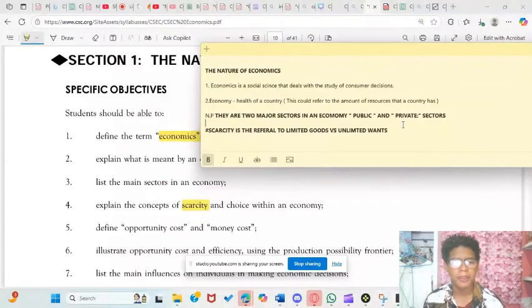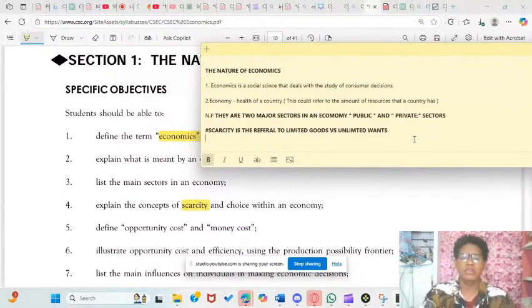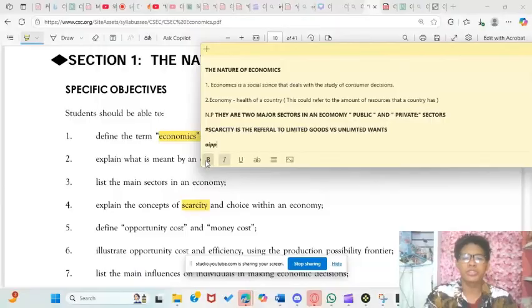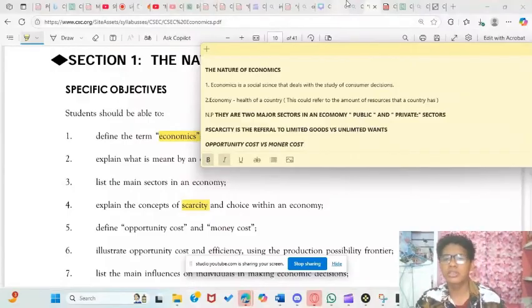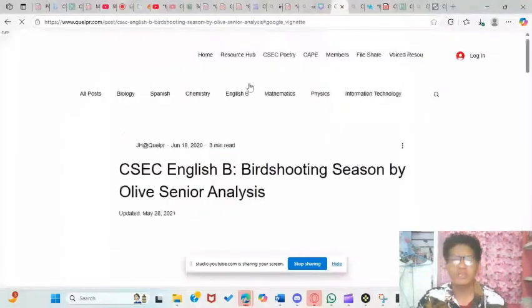Right? Let's look at define the term opportunity cost and money cost. I don't think I need to put this in bold anymore. I'll just put it right here. Opportunity cost versus money cost. Let's look at the definition. Let's just take a look at the definition.